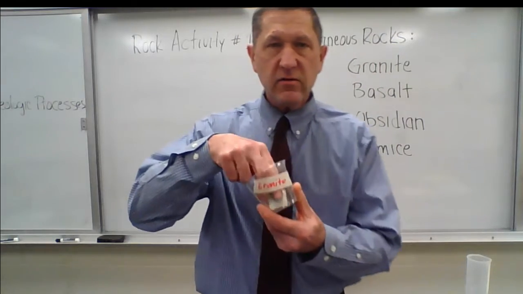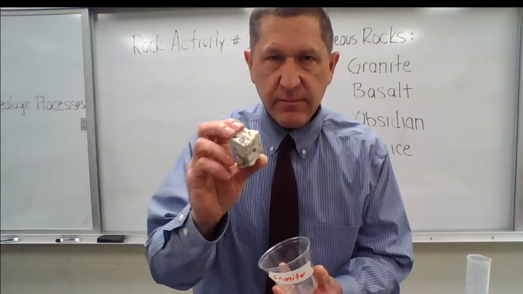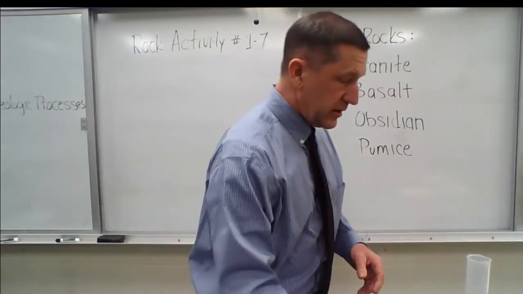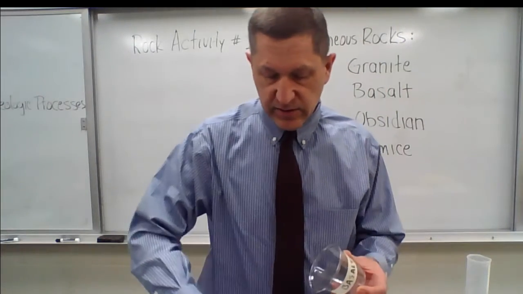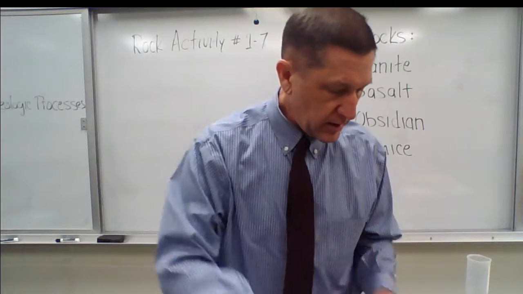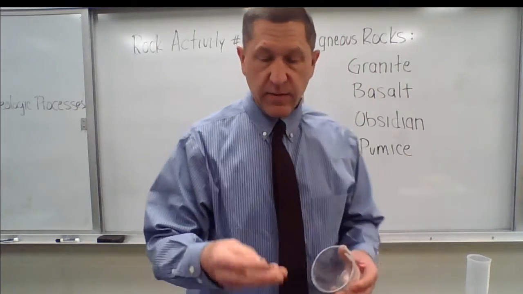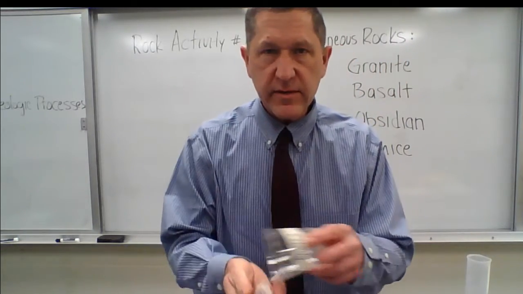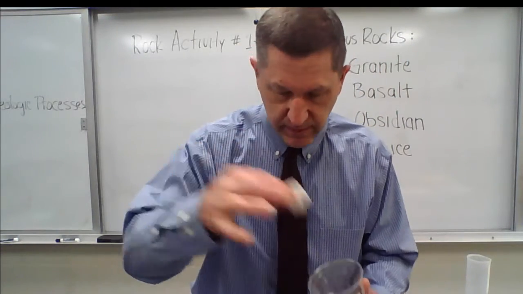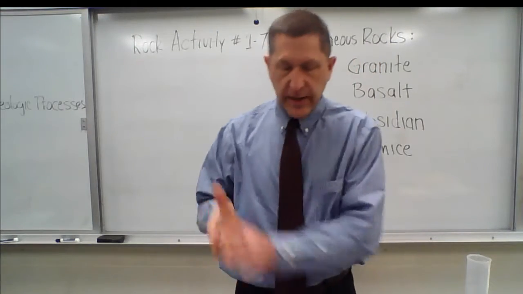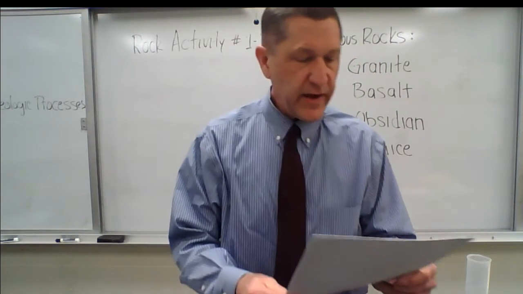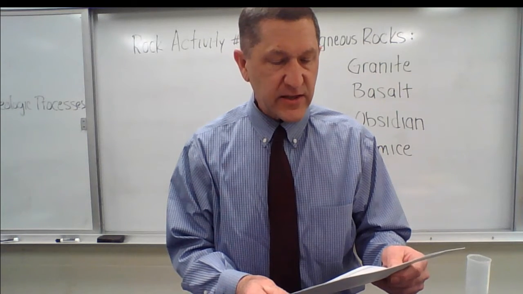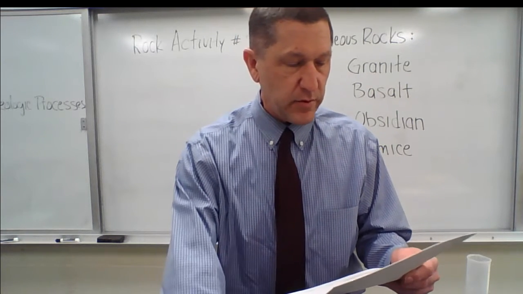I have a little cup with a sample of granite, a little cup with a sample of basalt, a little cup with some obsidian, and a little cup with some pumice. It's falling apart. Okay? If I continue, step number 4 says find the density, classify and describe the appearance of each rock sample.